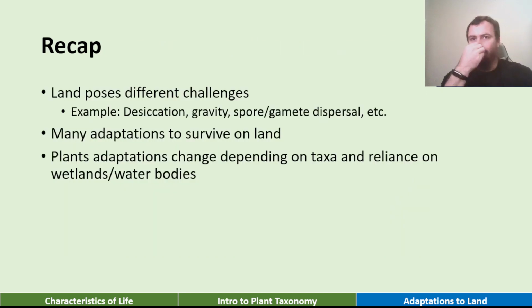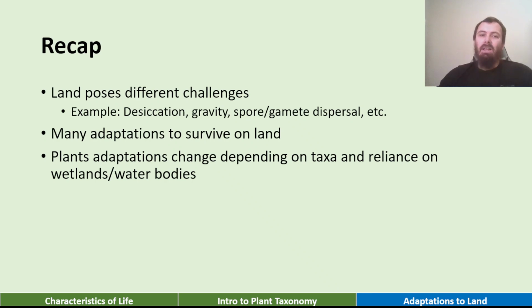So just to recap, land poses a lot of different challenges. You have to worry about desiccation. You have to figure out how to disperse your spores since you're out of the water now. You have to fight against gravity. So to do that, they have a lot of adaptations just to try and survive in those conditions. And depending on which taxa you're talking about, they have different adaptations to those.